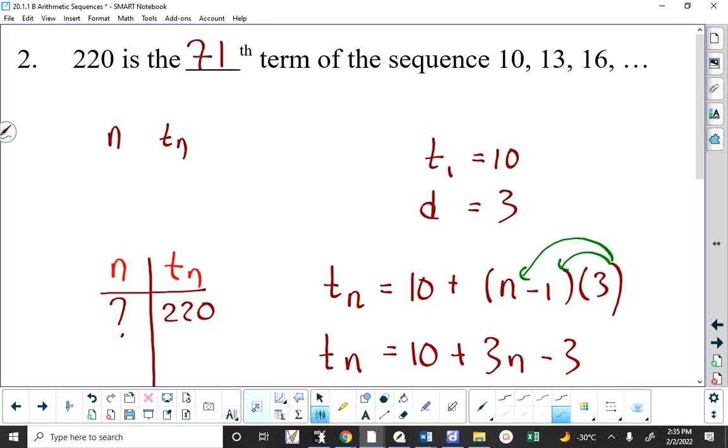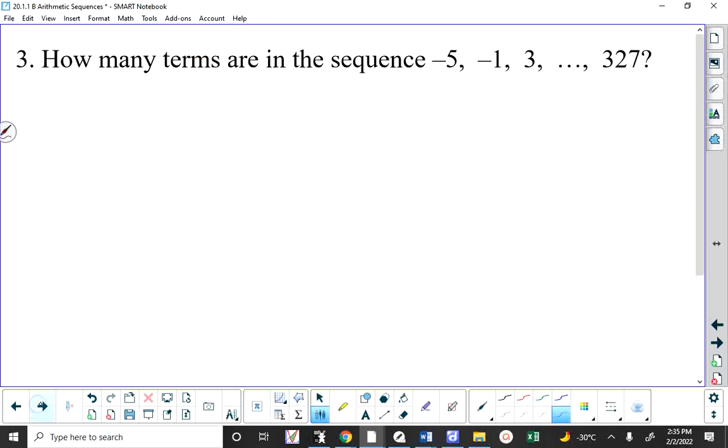Well, I guess I should put ST instead of TH, right? 71st. But you get the idea. Any questions with number 2? Let me read this question to you, and then I'm going to ask you a question about it.